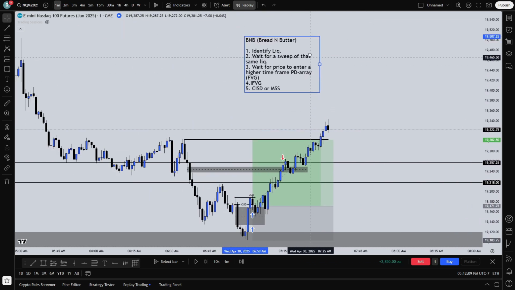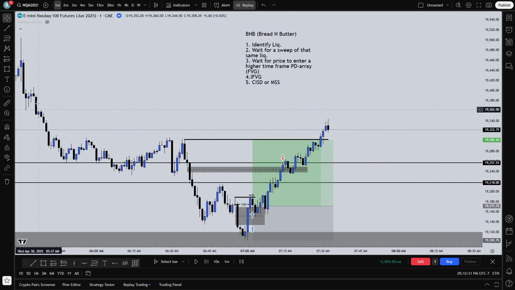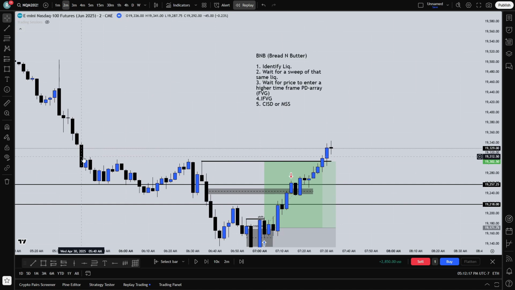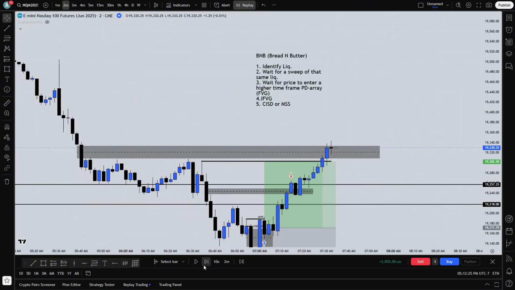Right? So now where are we likely to go? So now we have a lot of inefficiencies here on the 1 minute time frame. So let's go ahead and go on the 2 minute. Do we see anything else? Well, we do have this fair value gap here. That looks like price is respecting this area. Let's see what price does.